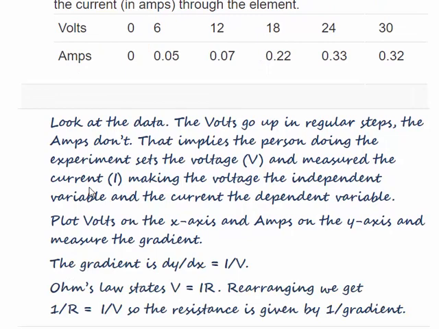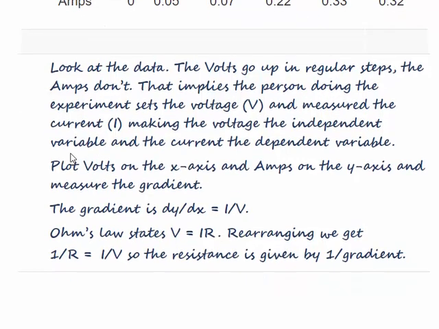The gradient is the change in y divided by the change in x, which means it's the current divided by the voltage. Ohm's law says that voltage is equal to current times resistance, and if we rearrange that, we get 1 over the resistance is equal to the current over the voltage. So here we've got the current over the voltage, here we've got the current over the voltage, which means that the gradient dy by dx is equal to the inverse of the resistance.